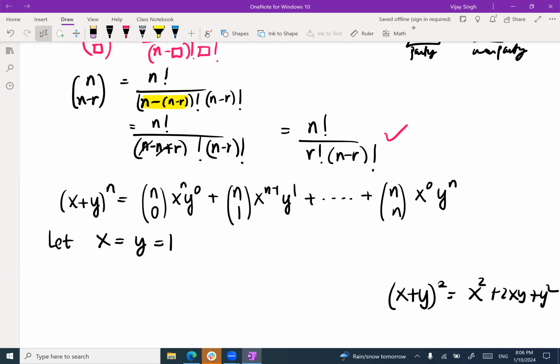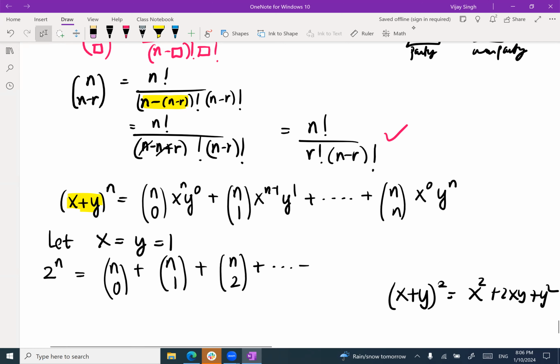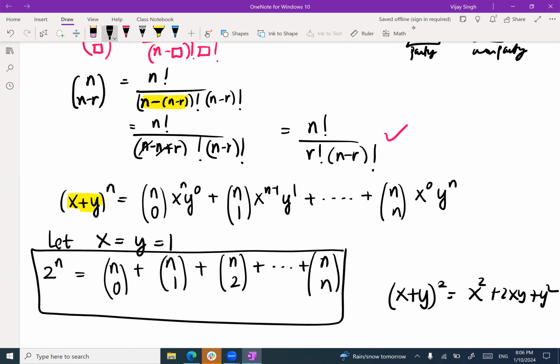So if I put x and y equal to 1, what do I get on this side? This side will become 1 plus 1, which is what? 2 to the power n. This will become what? n choose 0. This is 1, this is 1. So 1 to the power n is 1. 1 to the power 0 is also 1. n choose 0, n choose 1, n choose 2, dot, dot, dot, n choose n. This is one of the very beautiful binomial identities. That if you take n choose 0 plus n choose 1 plus n choose 2 and so on, you get 2 to the power n.